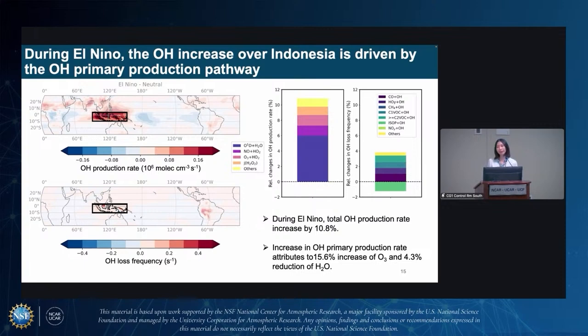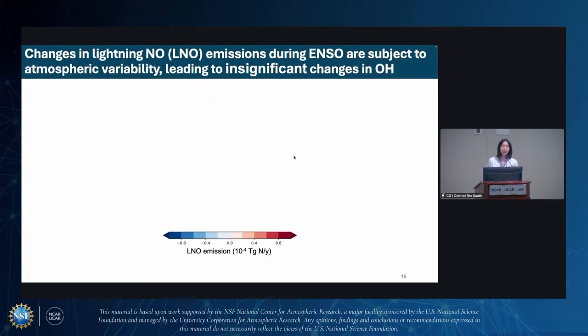And if we further dig into what the individual parameters are driving this increase in the OH primary production rates, we find this competing offsetting process, and it's actually the result of about 16% increase in the ozone, along with about 4.3% reduction in water vapor. Even though we observe the significant changes in the cloud cover, we don't find the corresponding significant changes in the J(O1D), so the ozone photolysis frequency. So next, I'm moving to the lightning NOx emissions.